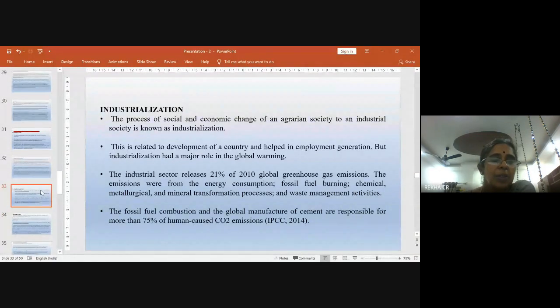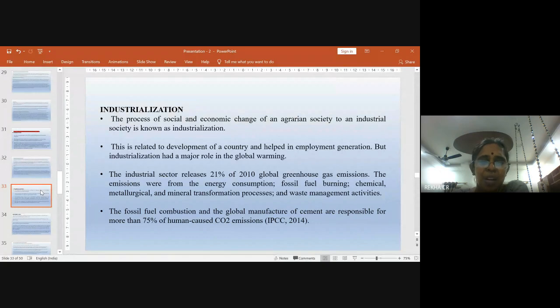So next is industrialization. The process of social and economic change of an agrarian society to an industrial society is known as industrialization. It is related to the development of a country and helped in employment generation, but it has a major role in global warming. It releases 21% of the greenhouse gases, from energy consumption, fossil fuel burning, chemical, metallurgical, and mineral transformation processes, and waste management activities.